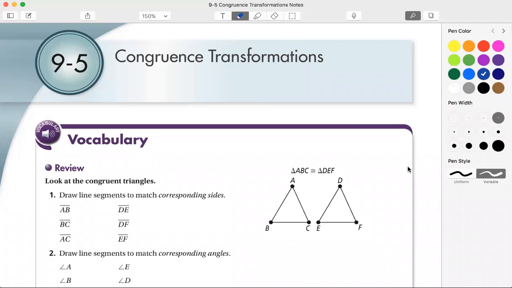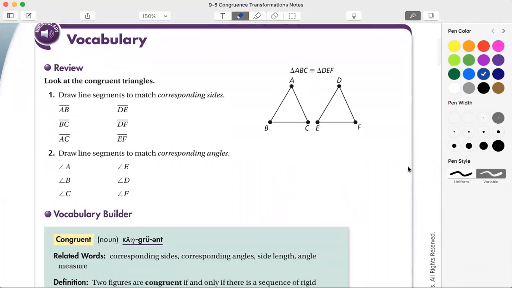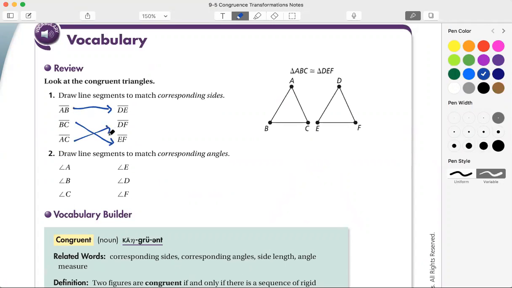All right, section 9-5, congruence transformations. Look at the congruent triangles. Draw line segments that match corresponding sides. In this figure, AB corresponds to DE, BC corresponds to EF, and AC corresponds to DF. Angle A corresponds to angle D, angle B corresponds to angle E, and angle C corresponds to angle F.